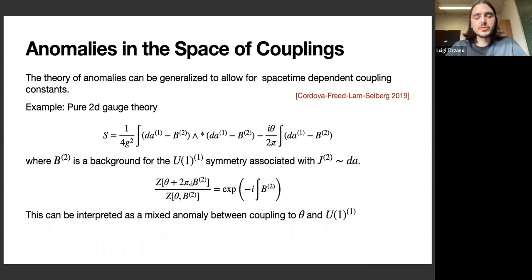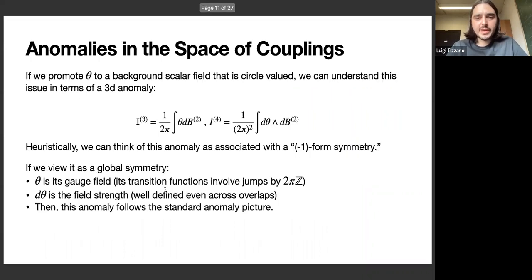And so in a sense, we could say that there is an anomaly between the periodicity of theta and the presence of a background field for this U1 one-form symmetry. And the anomaly is detected by this phenomenon. However, we can actually understand this phenomenon completely in terms of the anomaly inflow that I told you at the beginning. The way to do that is that we just have to think about theta as a background scalar field that takes value in a circle. And then, if theta is a background field, we can extend both theta and B2 to a 3-manifold and talk about a 3-dimensional anomaly of the form theta times dB2.